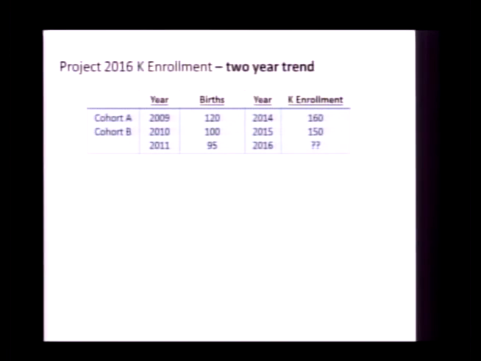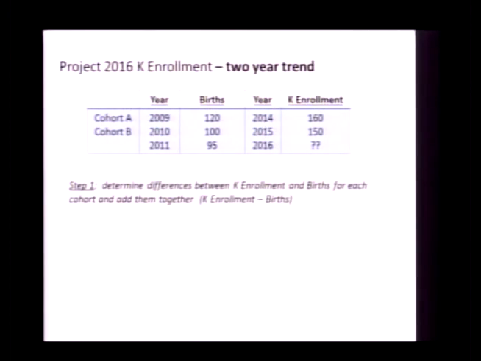In considering enrollment projections for kindergarten, again, in 2016, we have to look at 2 cohorts, 2 school years worth of information. Cohort A, born in 2009, enrolled in kindergarten in 2014. Cohort B, born in 2010 and enrolling in kindergarten in 2015. We're going to project 2016 kindergarten enrollment, and that cohort we know is born in 2011.